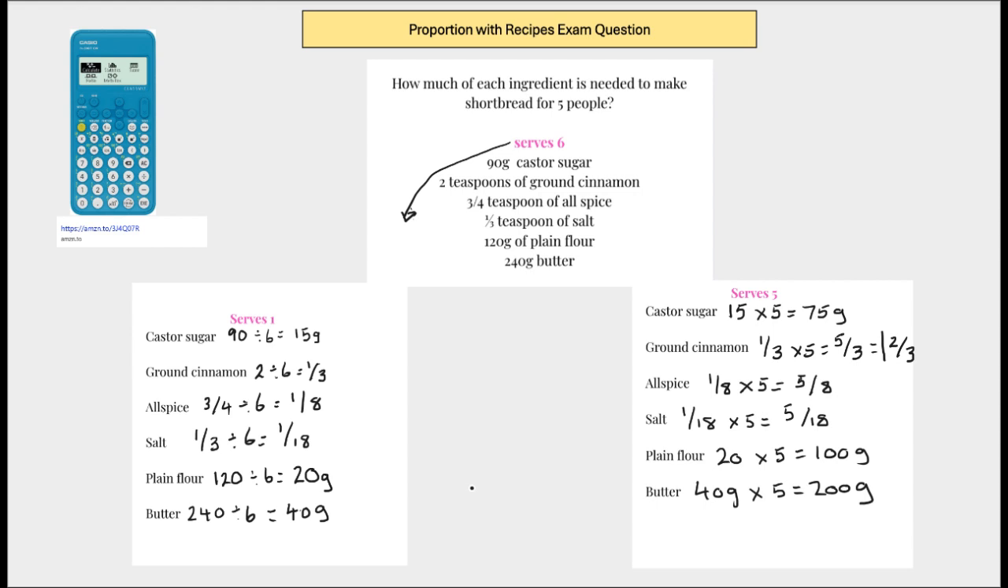It's all about writing it out correctly. Always work out what one is, and you can solve anything then. So you can solve out 1, 2, 3, 4, 5, up to 5. You just times it. If it serves 2, you would times 15 grams by 2. If it served 3, you would have 15 grams times 3.